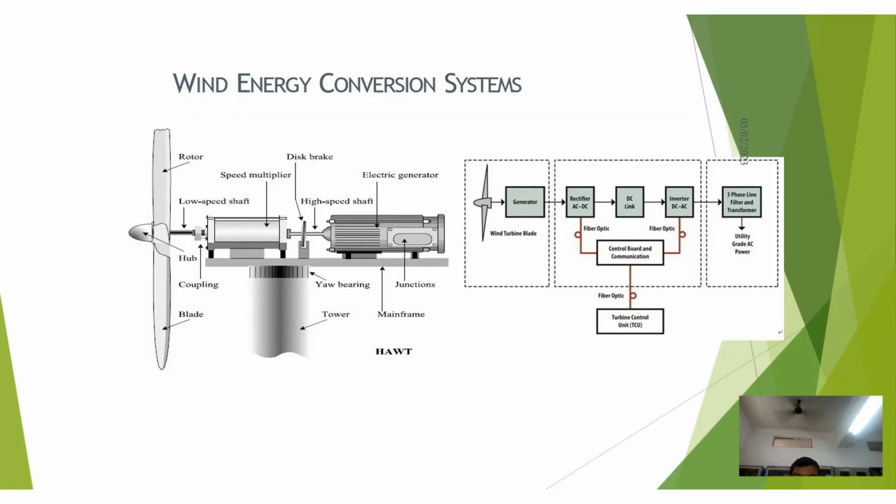So it contains the rotor, the gearbox, and then the electric generator. When the wind hits the blades, the rotor starts rotating so that it supplies the mechanical energy to the gearbox through the shaft. That mechanical energy is coupled to the generator, so that it converts the mechanical energy into electrical energy.